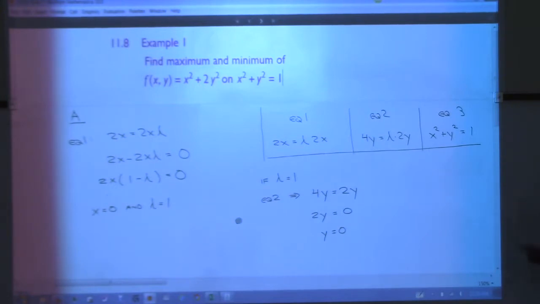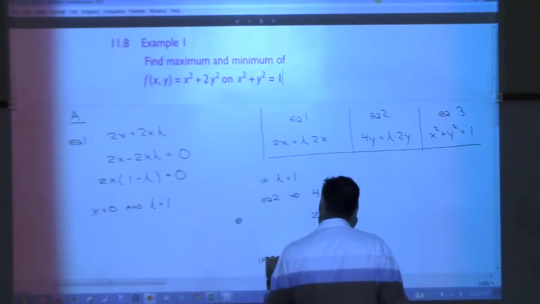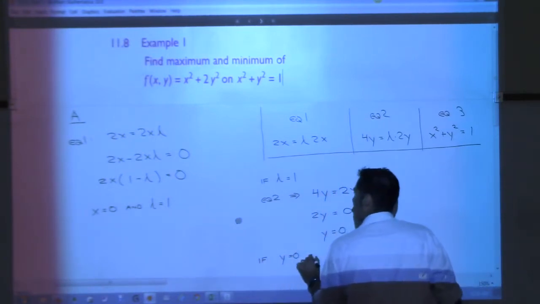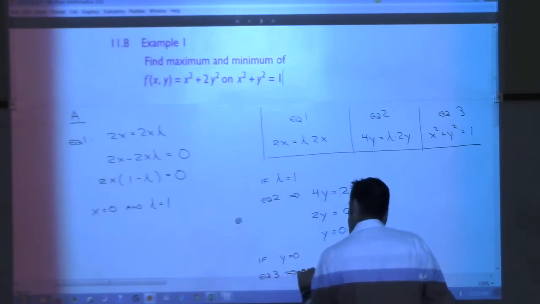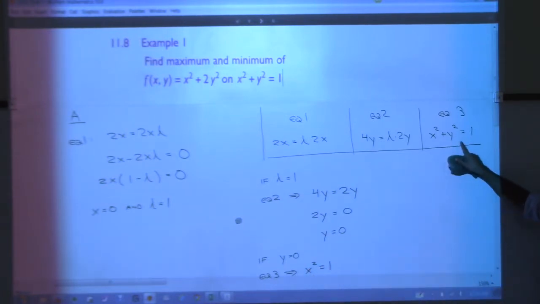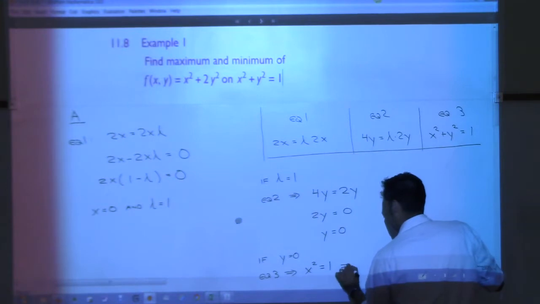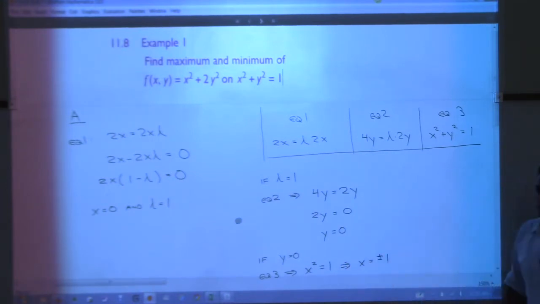And now if y is 0, what can you tell me? You can go to this equation and tell me what x is, right? So if y is 0, then equation 3 implies that x squared equals 1, right? Because y is 0. So that means that x is equal to plus or minus 1. Square root of both sides, right? All right.